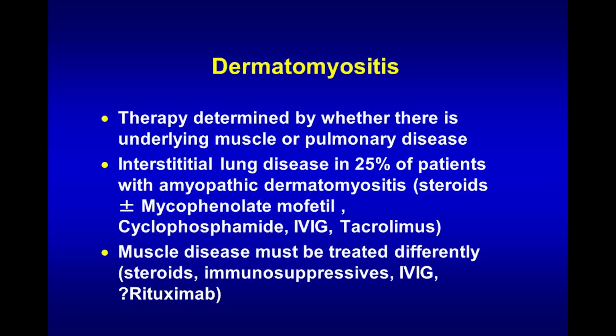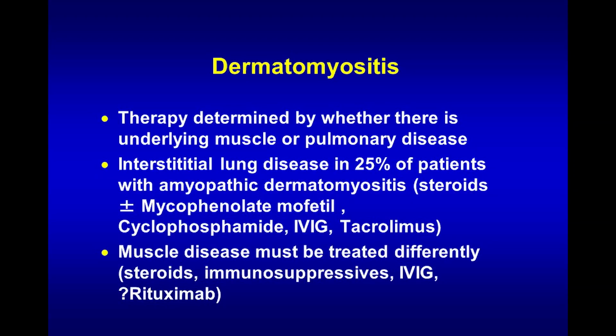Other patients are more indolent, and you may still end up needing to treat them, for instance, with mycophenolate long-term to keep their lung disease under control. In terms of muscle disease, this must obviously be treated a little bit differently, not that differently, but often with steroids initially with a much slower taper than you might do otherwise.